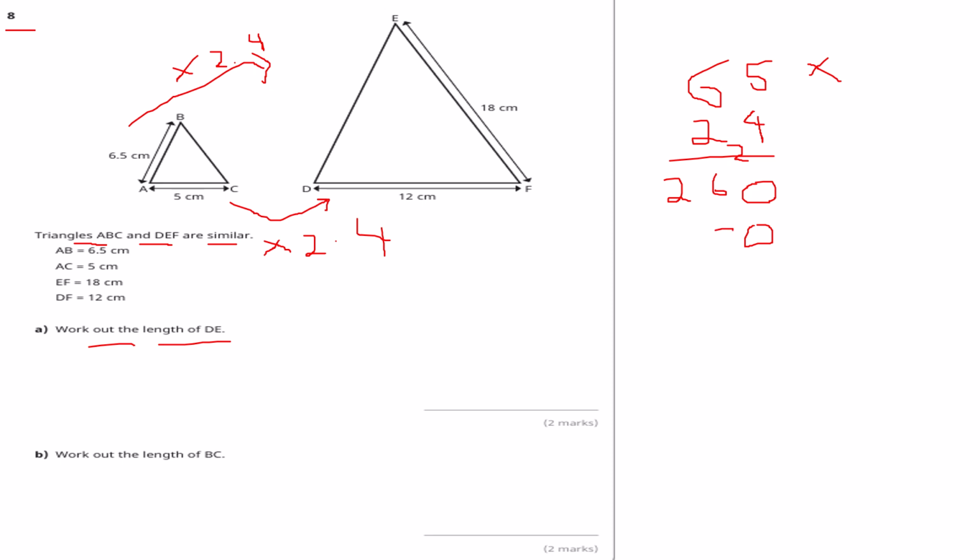2 fives are 10, so 0 carry the 1. And 2 sixes are 12, plus the 1 makes 13. I'm now going to add my answers together, and put in my decimal point at the end. 0 plus 0 makes 0. 6 plus 0 makes 6. 2 plus 3 makes 5. And 1 plus nothing makes 1. So our answer is 15.60, or 15.6. That is our final answer.